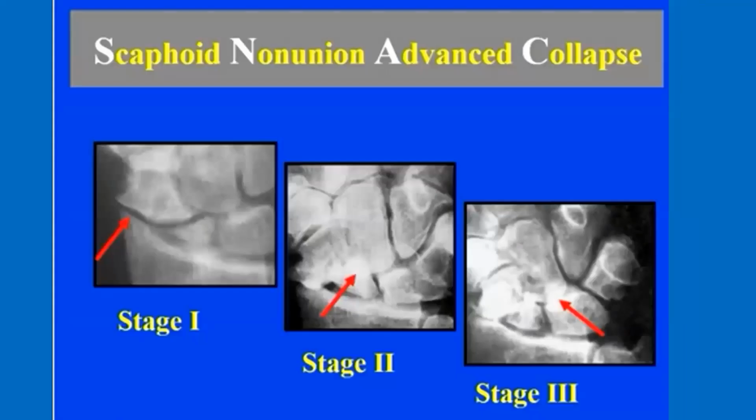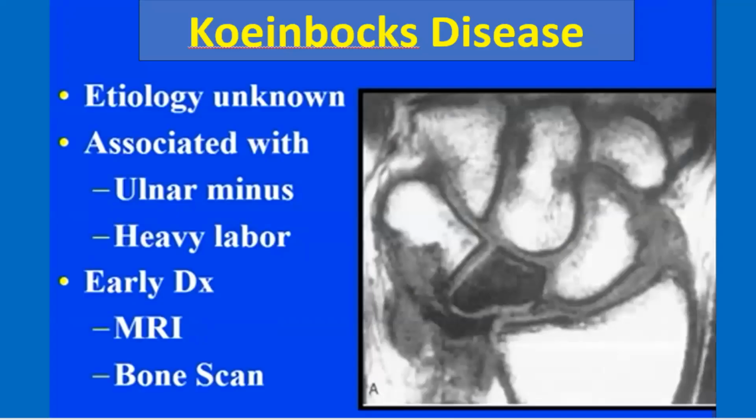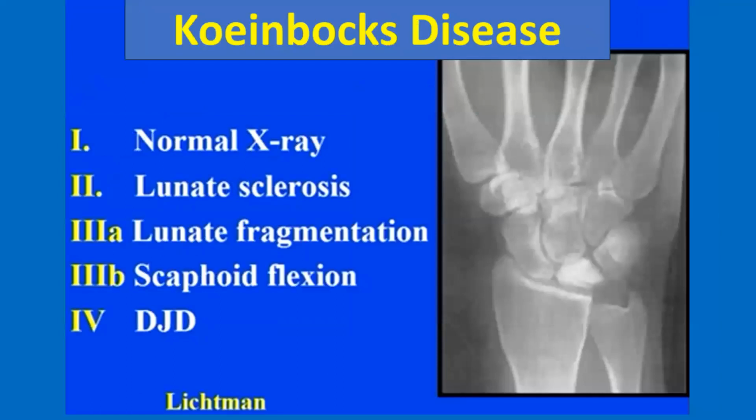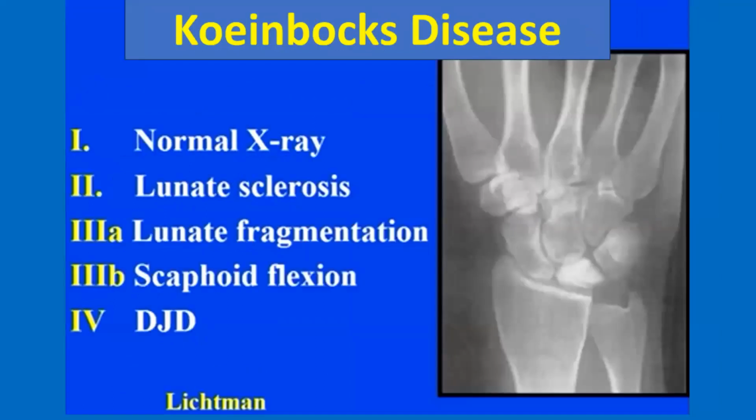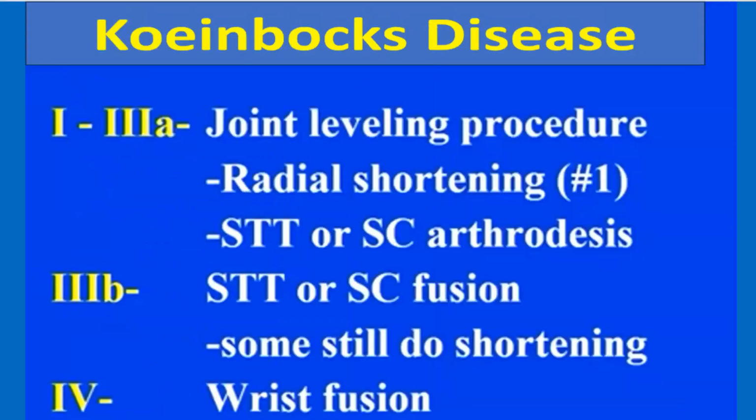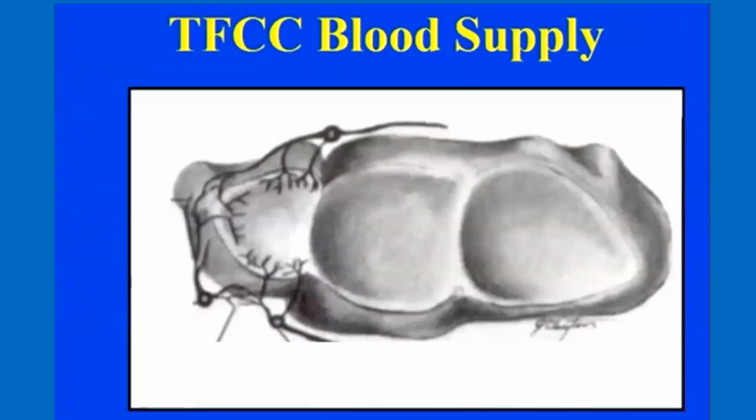You have to know the difference between SNAC and SLAC lesions. You should know about Kienbock's disease, the stages according to Lichtman. Know the different types of stages. And the treatment you should know and be aware of. And know about extensive tenosynovitis, and about tears of the triangular fibrocartilage, when to repair.